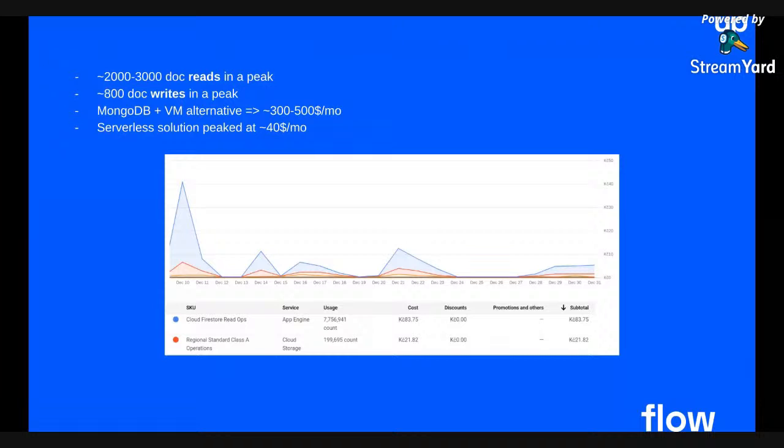And this whole solution for 1 month cost us, in the serverless world, because we were able to fit the solution into the serverless services, around $40, while the MongoDB plus virtual machine alternative would cost us around $300 to $500, which is 10 times more. And I think this also answers how much more eRouška would cost if it was full infrastructure as a service.